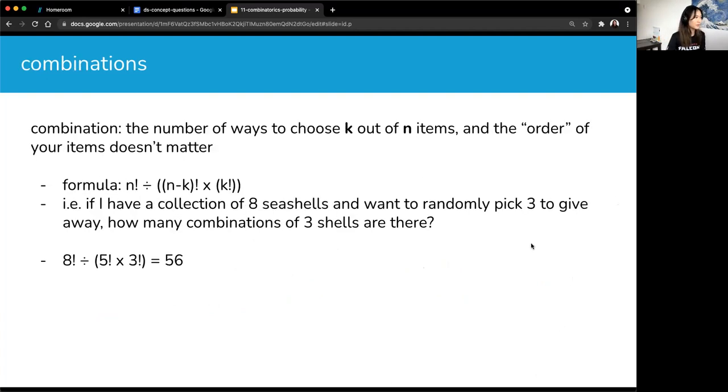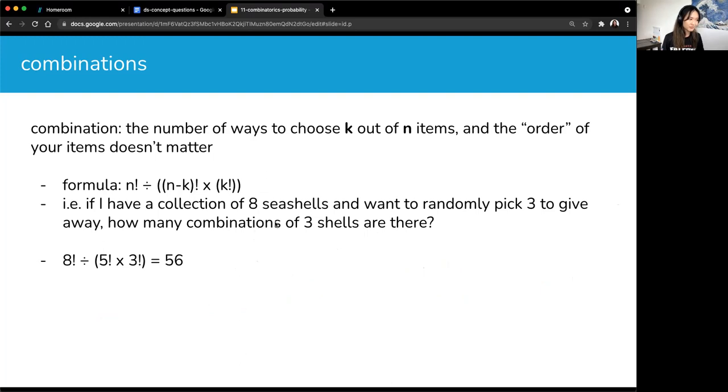Okay, so next we're going to talk about combinations. So combinations, very, very similar to permutations that I mentioned before. Number of ways to choose k out of n items. But here the order of your items doesn't matter. Different formula, and I'll talk about that in a little bit. But here's a different example.